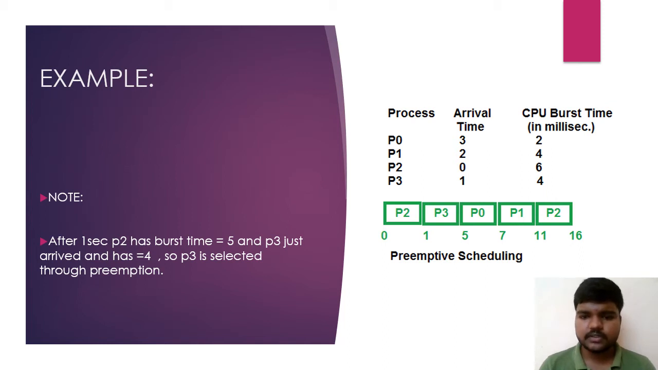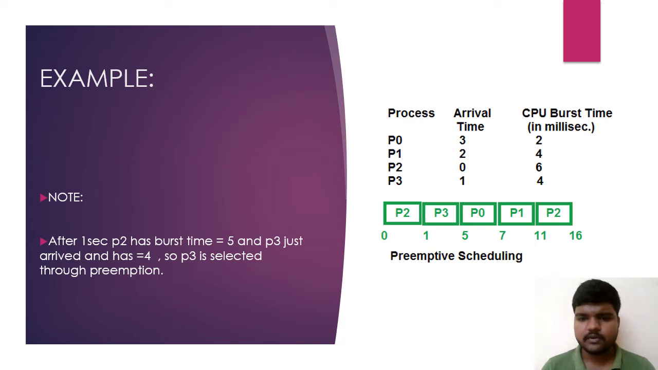So P3 is selected rather than P2 because 5 is greater than 4, and the burst time of the next process which is ready, P3, is less than that of the previous executing one. So there is a context switch and P3 is executed rather than P2. This is the main key idea of preemptive scheduling, and throughout the execution of all processes, this happens very frequently.